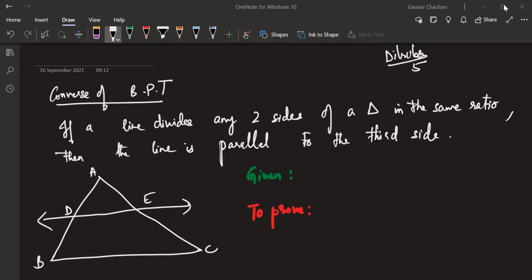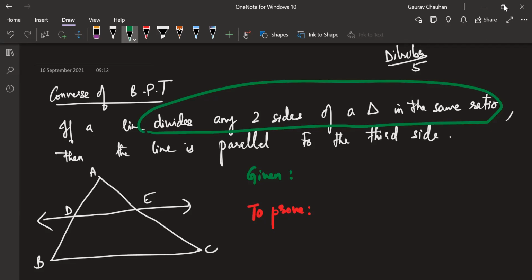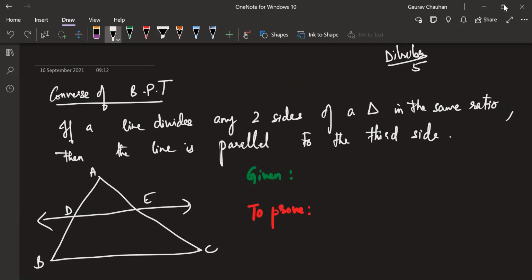Mansa, would you like to tell me the given part? Sir, the given is that a line divides the two sides in the same ratio. Correct. So how will I write it mathematically? AD by DB equals AE by EC. Perfect, Mansa. Yes, this is given to us: the line is dividing the two sides in the same ratio.